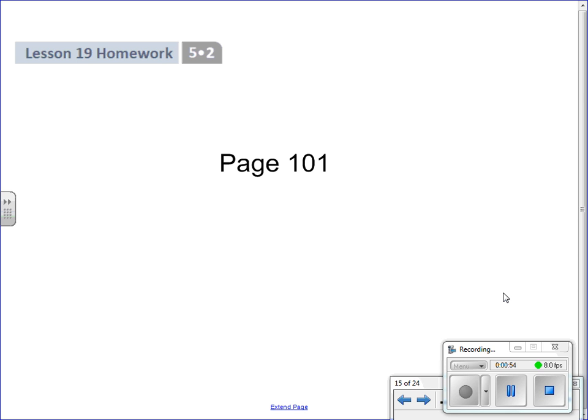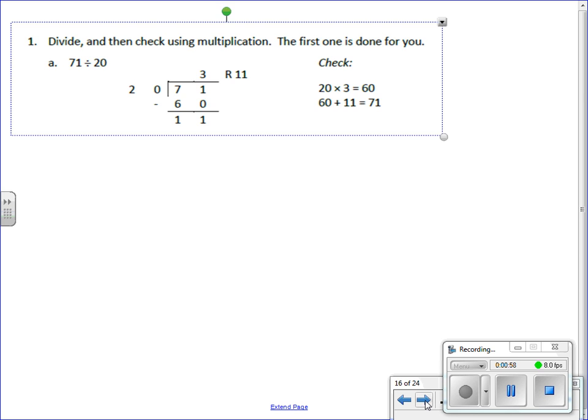Okay, page 101. We are going to start doing our homework in class. Very similar. They already did the first one for us. We are going to do it a little bit different. Over here, we're still going to do that estimate part. We need to do that. It's a really good way to check, and when we get into the harder division, it's going to be really handy.